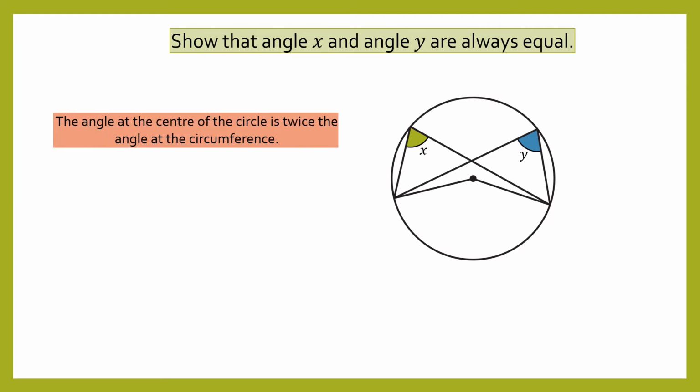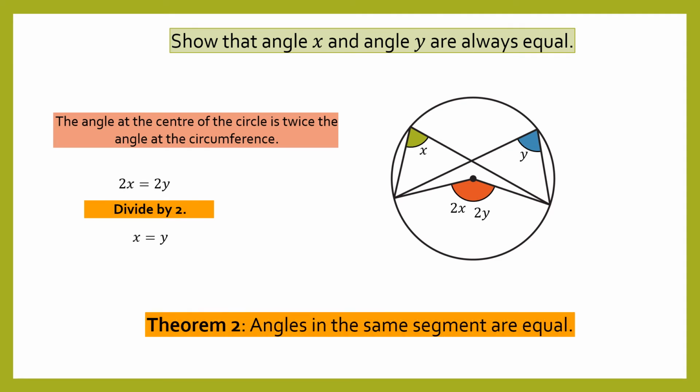So if the angle at the center of the circle is twice the angle at the circumference, it means that angle x is 2x in the middle and angle y is 2y in the middle, which means they both are equal. Divide by 2, which means x is equal to y. So angles in the same segment are equal.